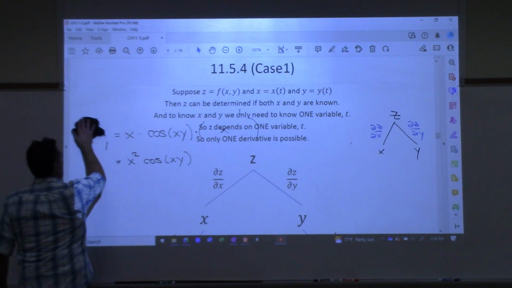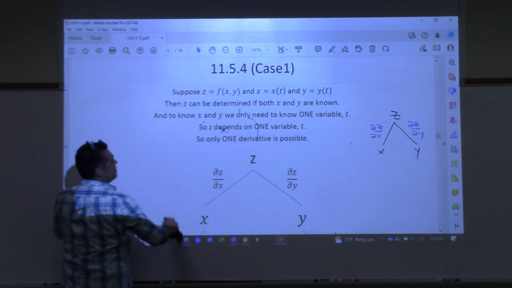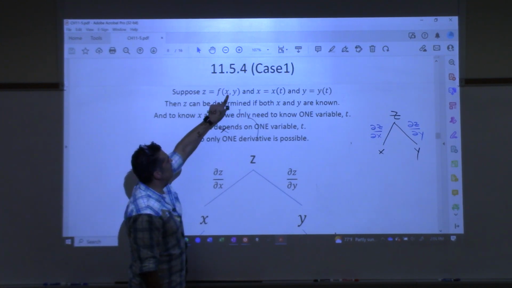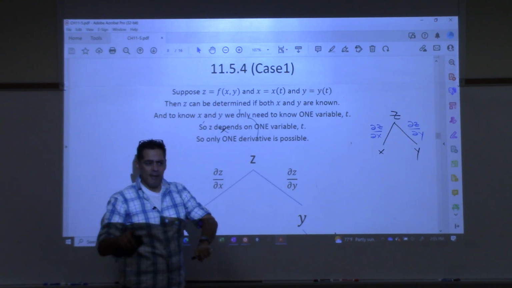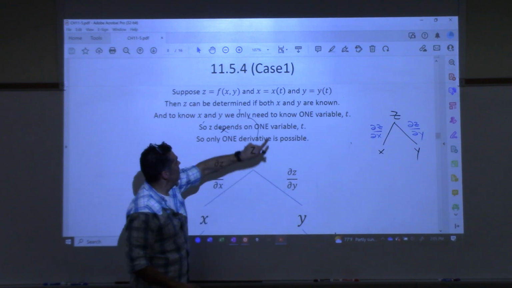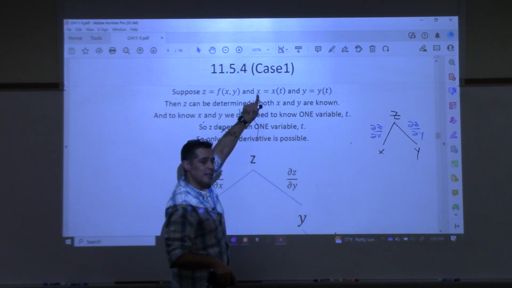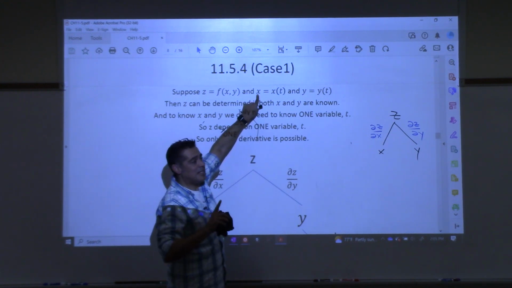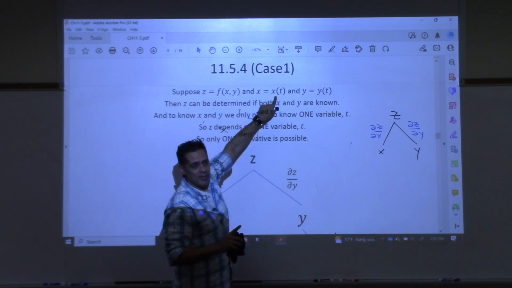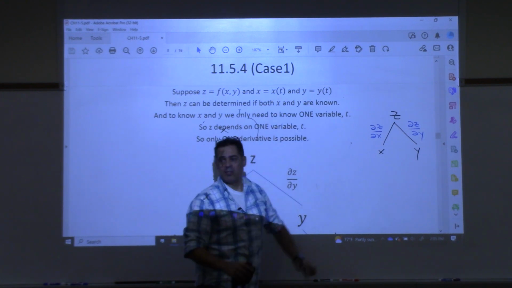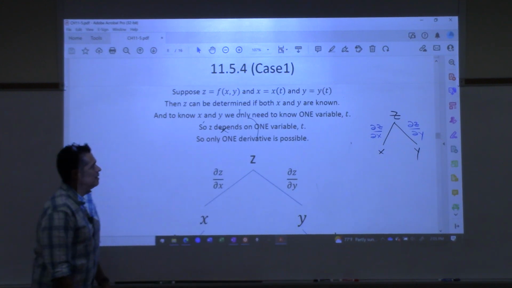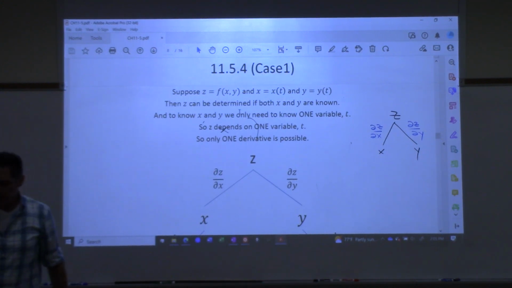Suppose I tell you that z is a function of x and y, okay? Z depends on two things. But then I additionally tell you that the x that z depends on, that x depends on t, some other function of t. And the y that z depends on also depends on t. Then what do we have?